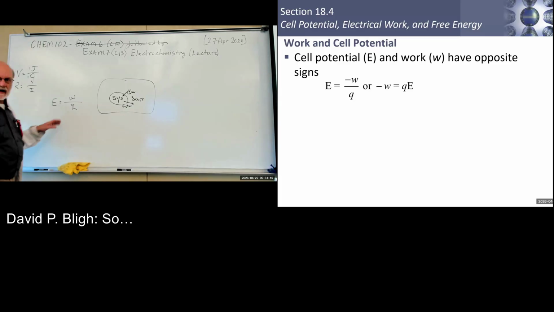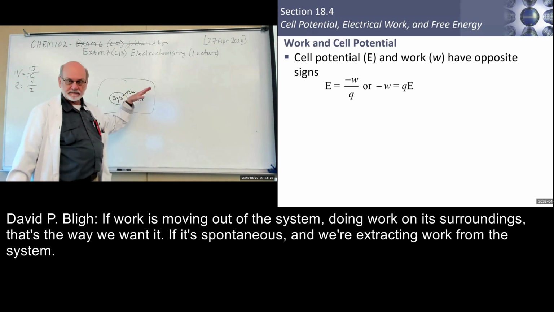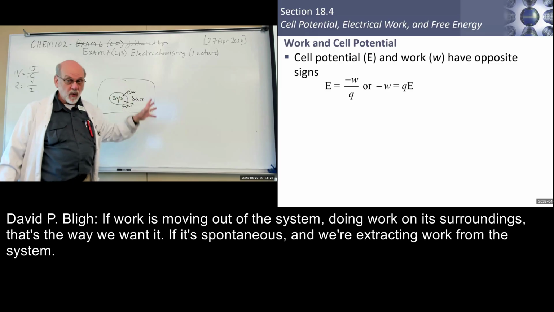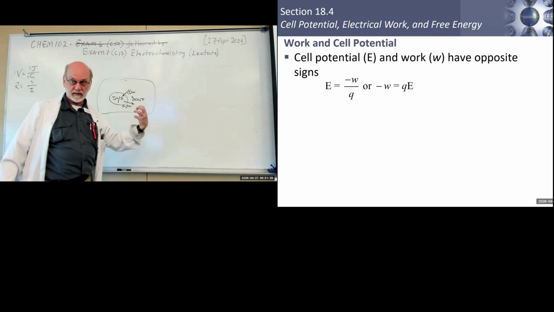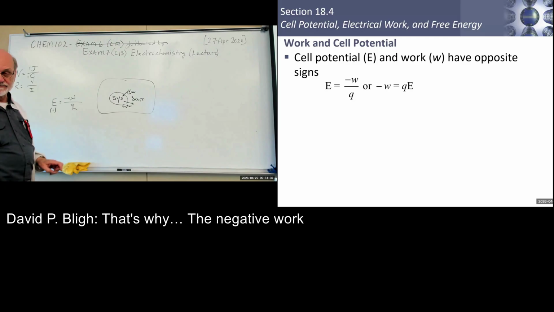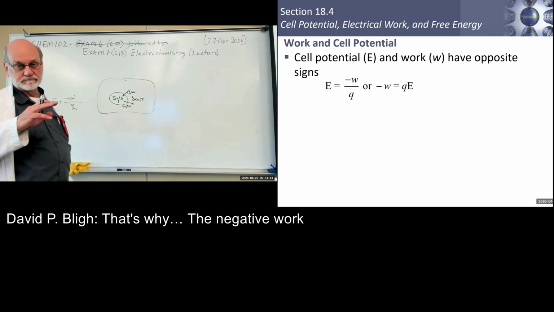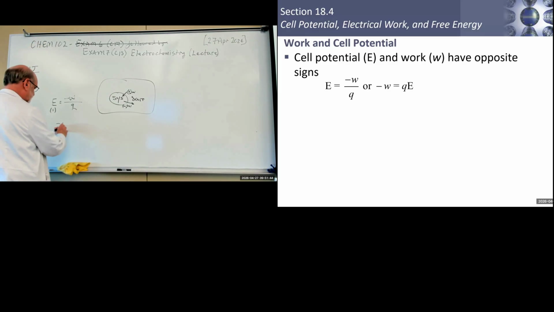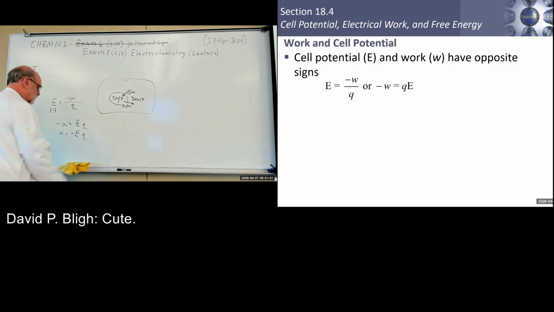All right. So if work is moving out of the system, doing work on its surroundings, that's the way we want it. If it's spontaneous and we're extracting work from the system, then in order for this to be positive, this must be negative. That's why negative work equals E times Q, or work equals negative E Q.